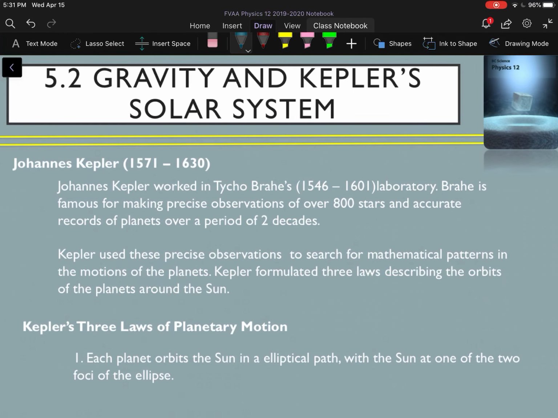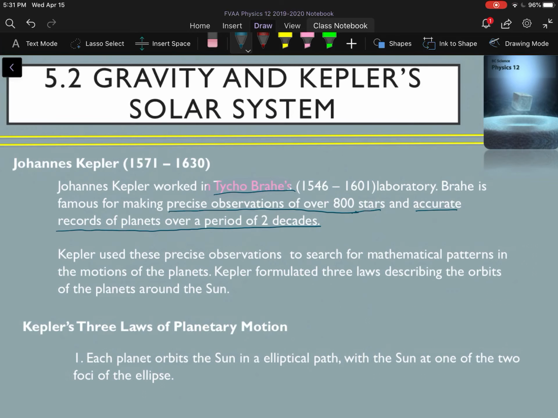Now, I want to talk about a couple of astronomers here that made some important observations and measurements in the study of orbiting objects. The first one is actually this Tycho Brahe. I don't know if I'm saying that name right. He was an astronomer that was able to make precise observations of over 800 stars and accurately record the planets over a period of 2 decades, so 20 years.